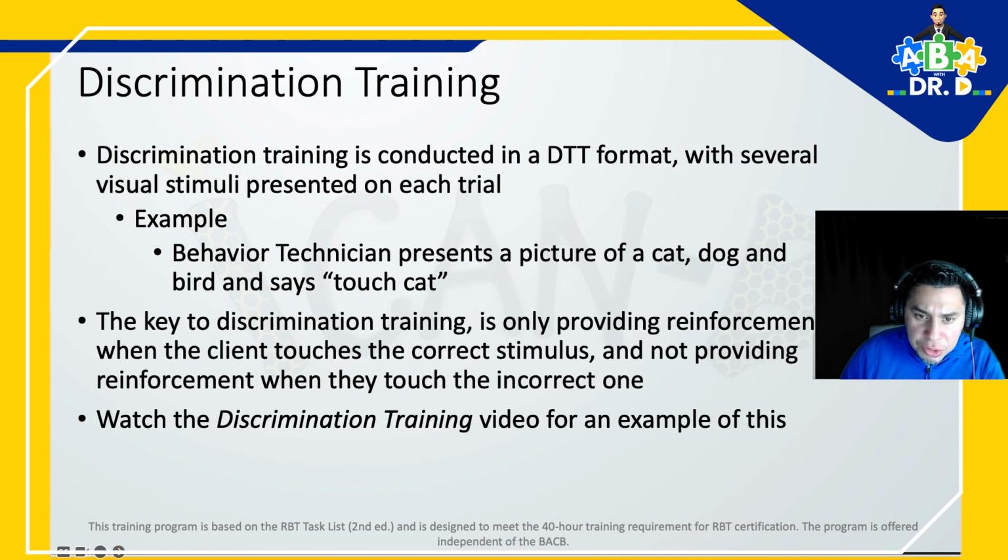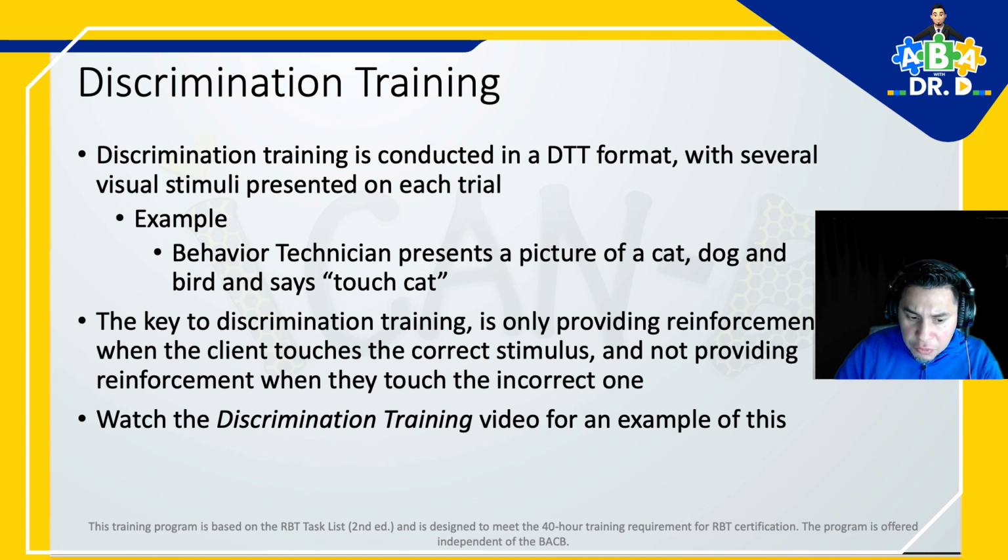It says here that discrimination training is conducted in a DTT format, and that's discrete trial training format, with several visual stimuli presented on each trial. So for example, the behavior technician presents a picture of a cat, dog, and bird and says, touch cat. The key to discrimination training is only providing reinforcement when the client touches the correct stimulus and not providing reinforcement when they touch the incorrect one.